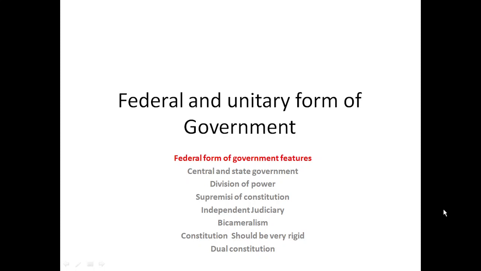The reason why it is related to federalism is that any change you make in the constitution can affect not just the people of India but also the states in India. That is why the procedures to change the constitution should be very rigid when it is a federation. Apart from this, you have dual constitutions, one for the center and one for the state. There will be dual citizenship, citizenship of the nation and citizenship of a state. All these are the features of federalism, right?